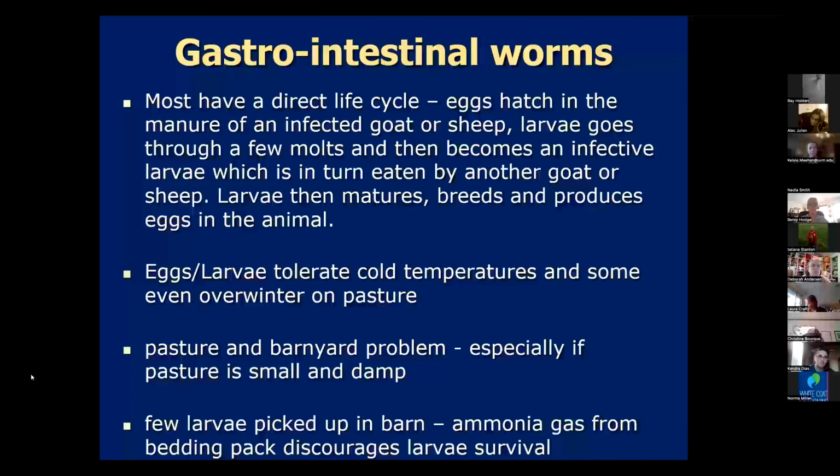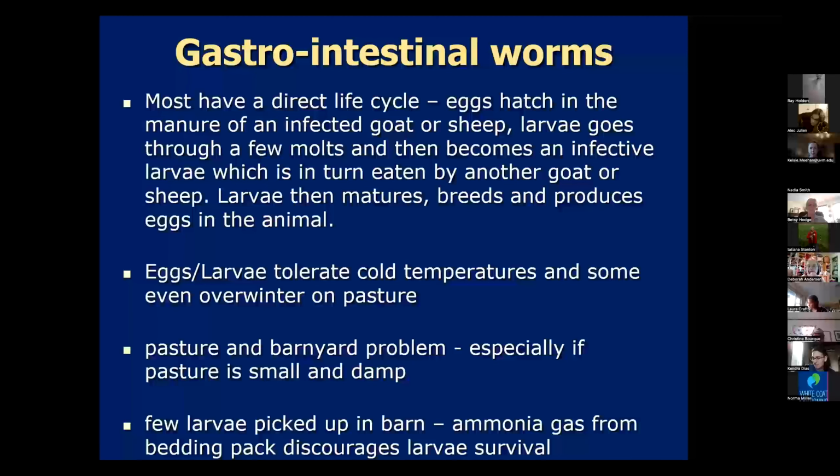So gastrointestinal worms, most of them have a direct life cycle. The eggs hatch in the manure of an infected sheep or goat. The larva goes through a few molts right on your pasture, and then becomes infective larva, which is in turn eaten by a goat or sheep. Then that is inside them, and when that matures, it breeds and produces eggs, which are then shed out onto the pasture again. So it's a direct life cycle. There's no snails or insects or dogs or cats or anything in the middle, just directly from the pasture to the animal.